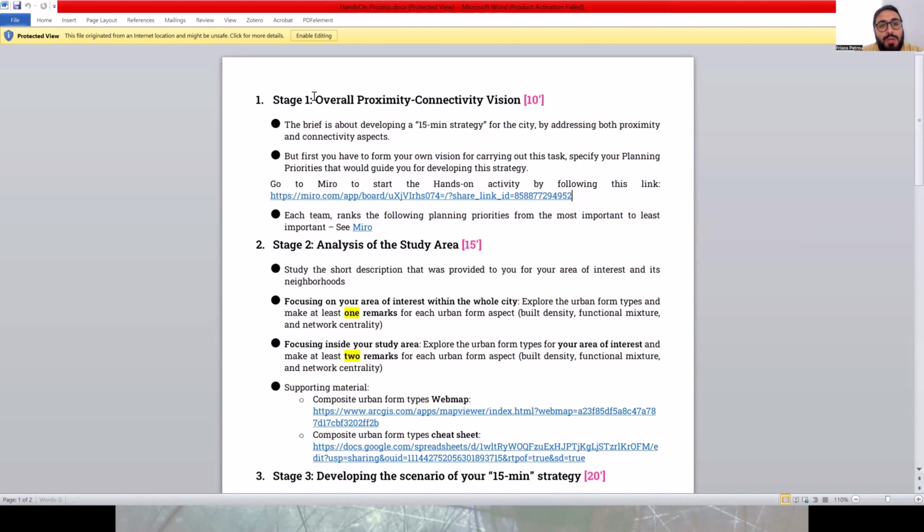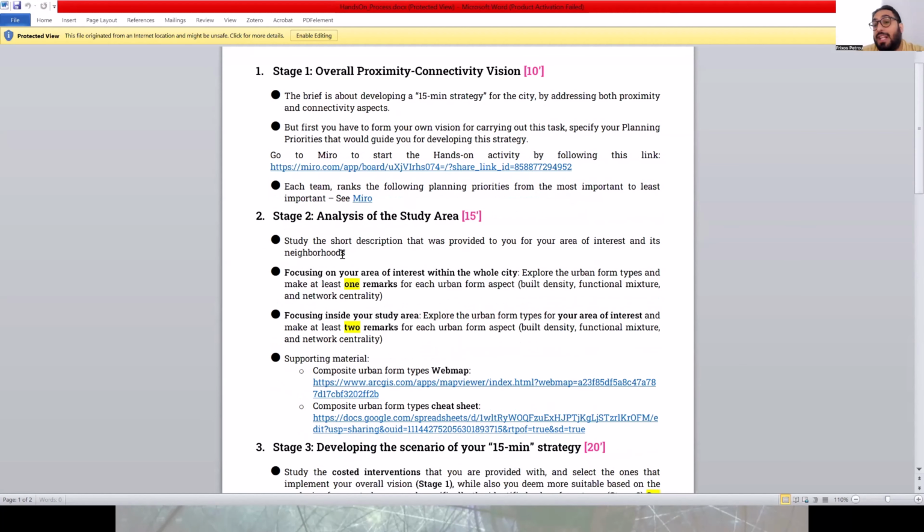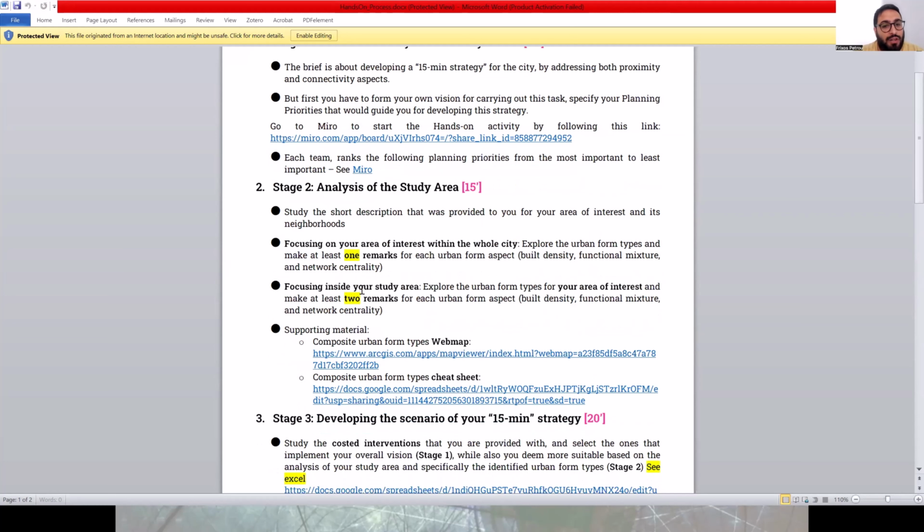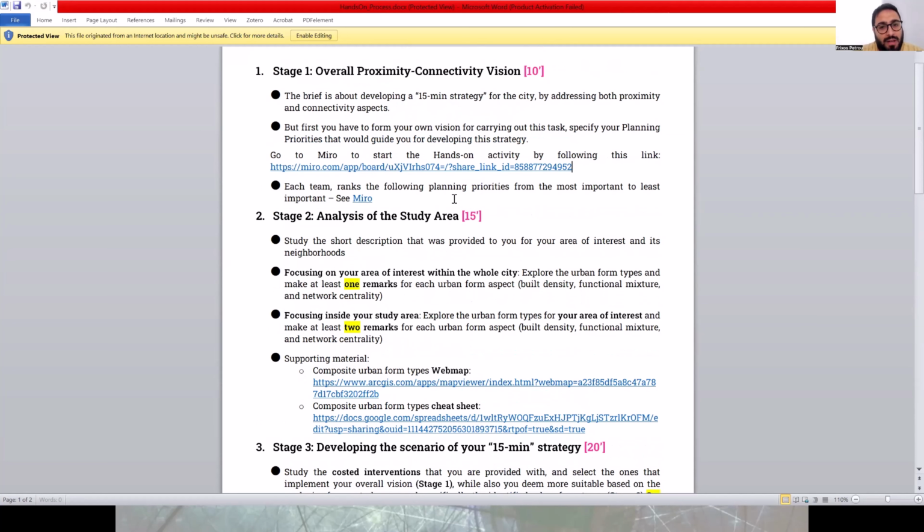So in this board, we have the different stages that one may find themselves when in a planning process, in a planning procedure. So at the first stage, we will have to specify our vision regarding this planning strategy, and specifically rank our planning priorities. Then we will have to do the analysis of the study area by focusing both on the whole city and inside your designated study area and making some remarks. All of this will be done in the Miro.